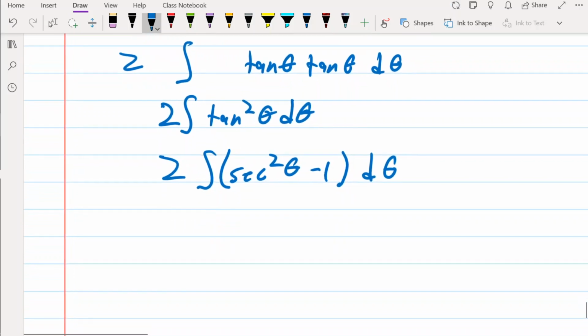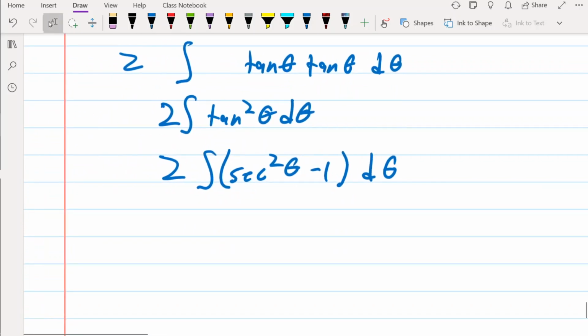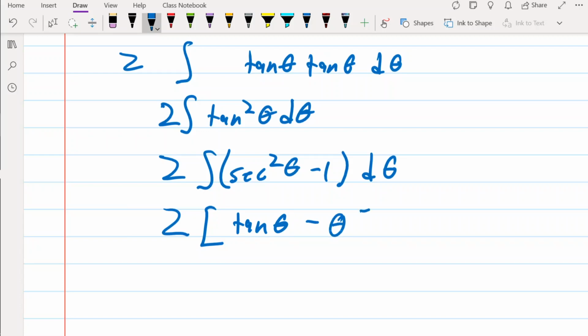All right. So from here, when we take the integral, the integral of secant squared theta is equal to tangent. So I don't need that integral sign anymore. So we're going to have 2 times tangent theta minus theta plus C. Now we need to solve for theta and tangent theta.